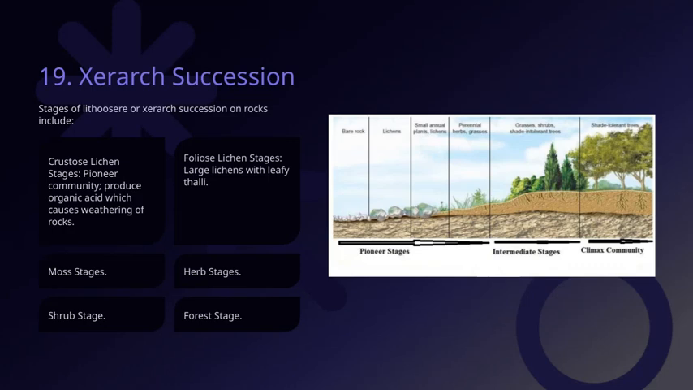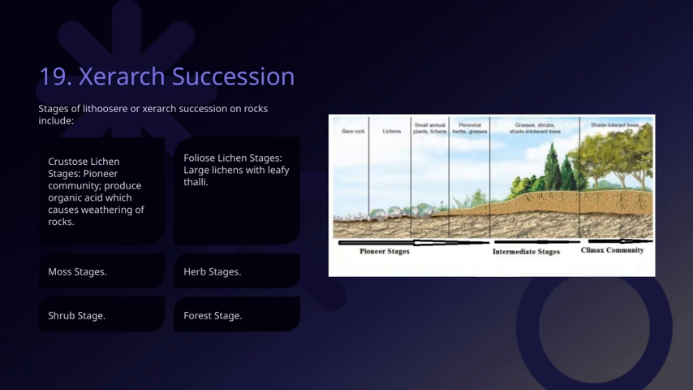Now let's take a look at the different stages of succession that occur on rocks, which is known as lithosere or xerarch succession. It begins with life starting on bare rocks. Initially, you'll see the forest stage, which is quite advanced, but right at the start, we have the herb stages. These are small, pioneer plants like herbs and grasses that begin the process of soil formation. Next come the shrub stage, where shrubs start to establish themselves, providing more organic matter.